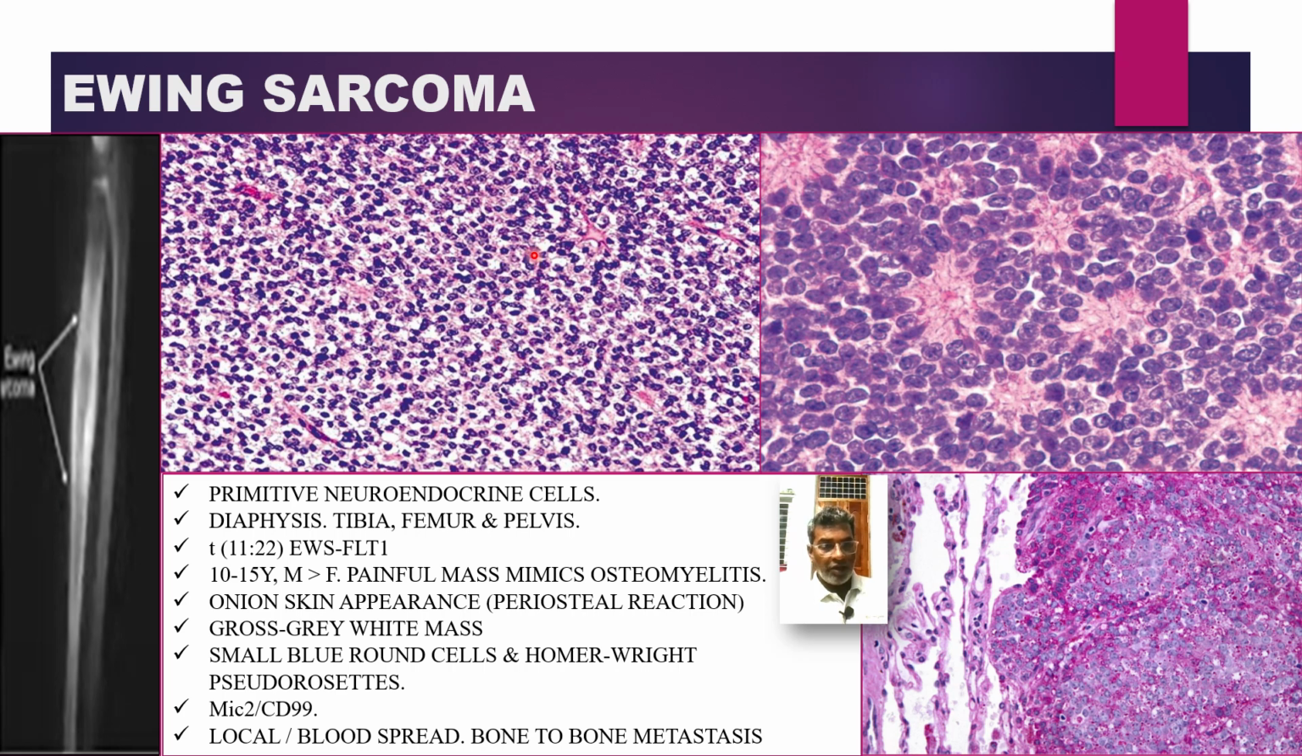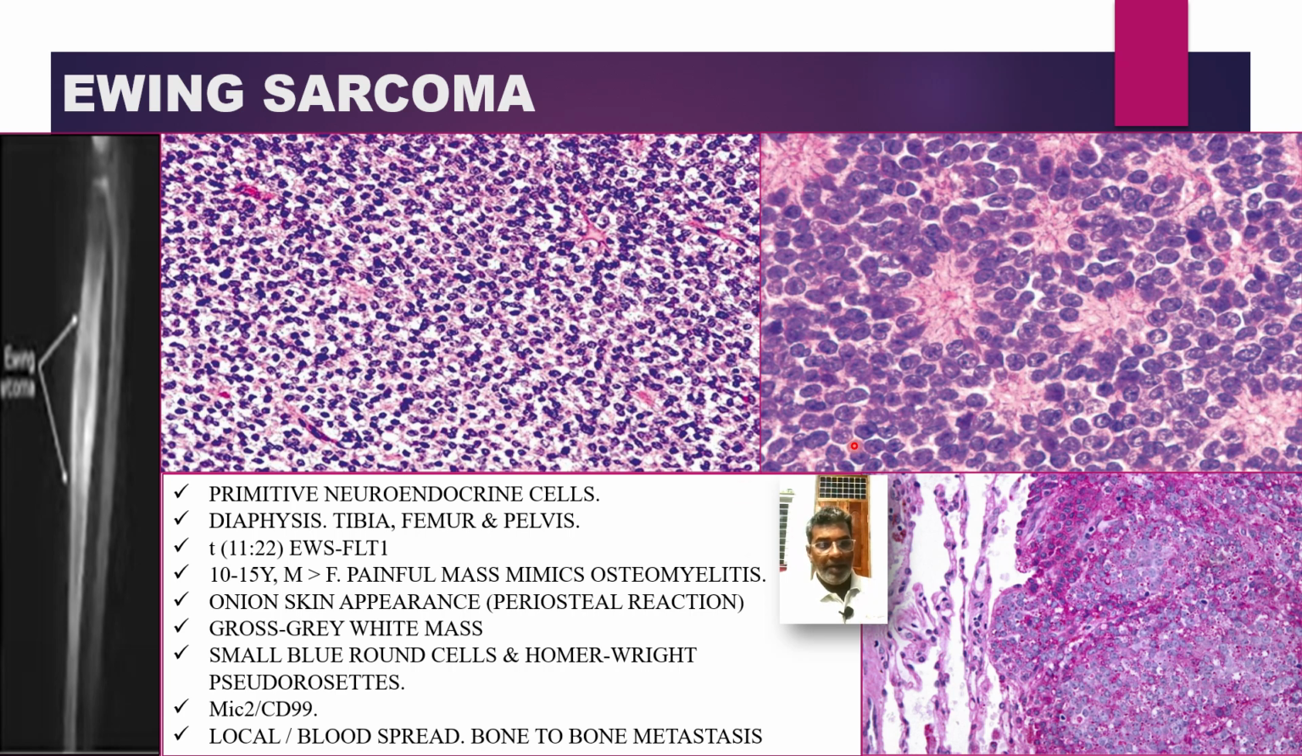When you observe under the microscope, you will appreciate all small blue round cells with Homer-Wright pseudorosettes. These are all tumor cells. At the center, there is neurofibrillary material, so a pink center surrounded by cells. So small blue round cells and Homer-Wright pseudorosettes are characteristic of Ewing sarcoma. And the immunohistochemistry marker will be CD99 or MIC2.